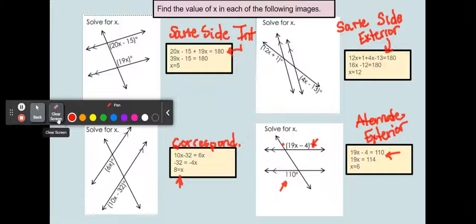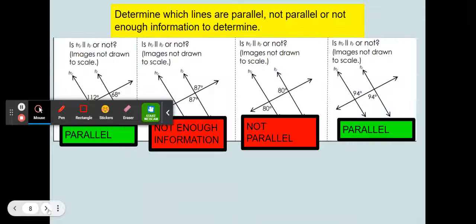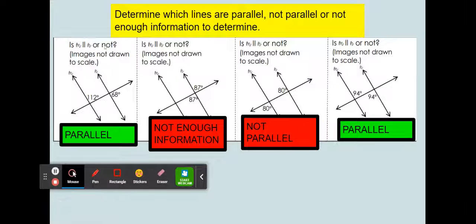All right, let's talk about another one here. Slide 8. Are these lines parallel? Notice 112 here. That means the linear pair would be 68. 68 and 68 are corresponding angles. So yes, since they are the same measure, those lines are parallel.